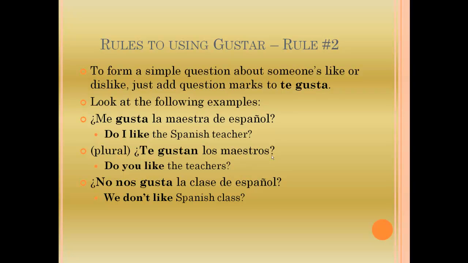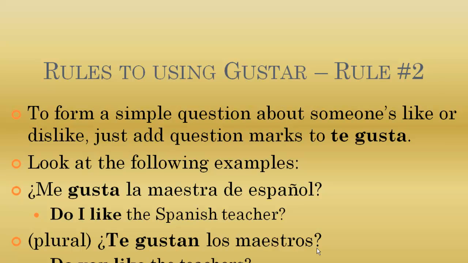Okay. So rule number 2. To form a single question about someone's likes or dislikes, just add the question marks to te gusta. So basically, to write a question, you say, for example, me gusta la maestra de español. Without the question marks means I like the Spanish teacher. With the question marks means do I like the Spanish teacher?